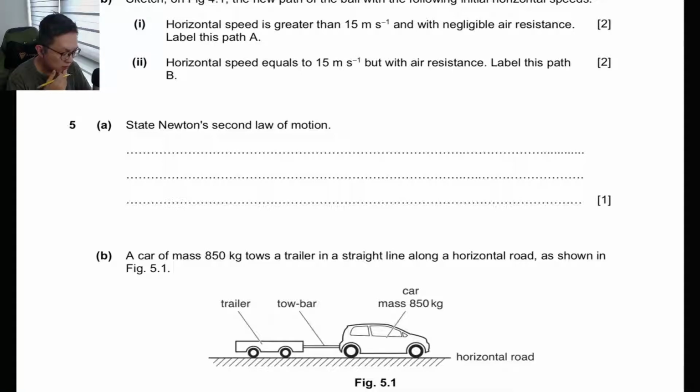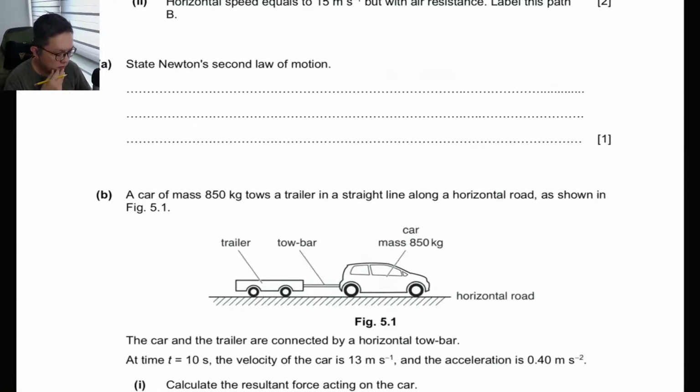Just make sure that you need to have the 2 points. You need to talk about the rate of change of momentum is directly proportional to the net force and also in the same direction of the net force. Okay, so these 2 points must be there for that 1 mark. Okay, next you move on to part B.